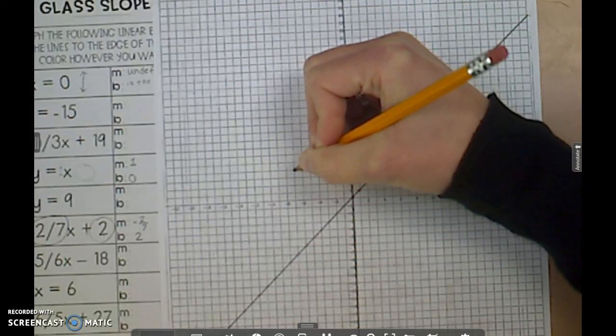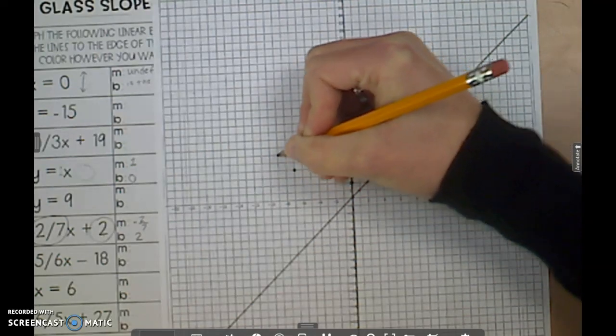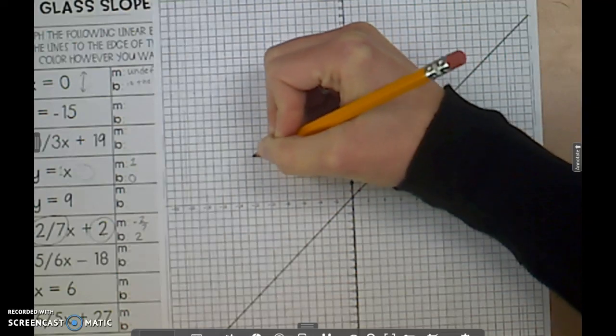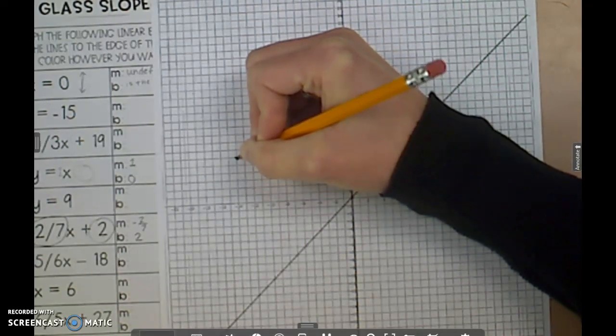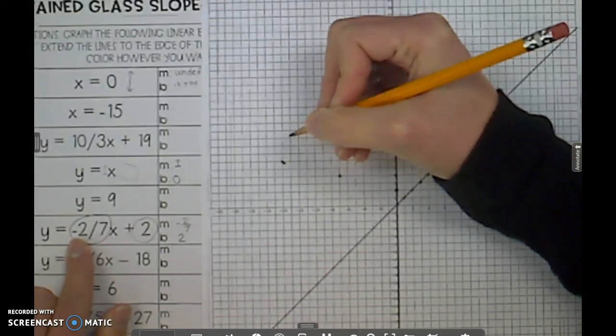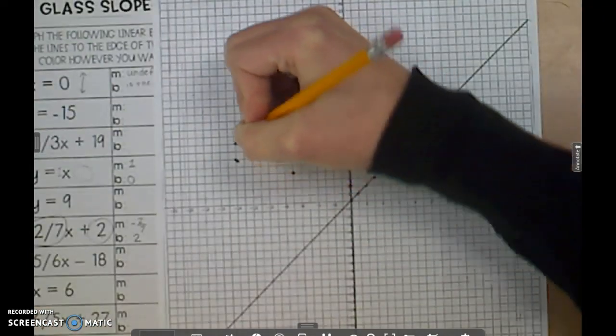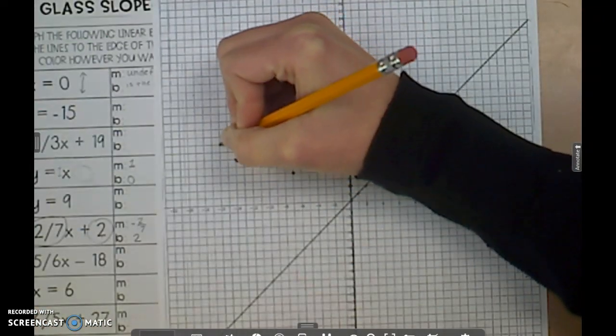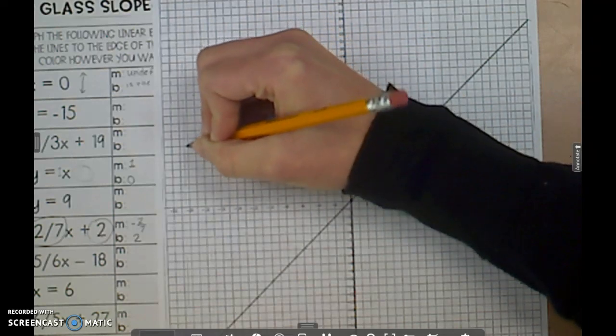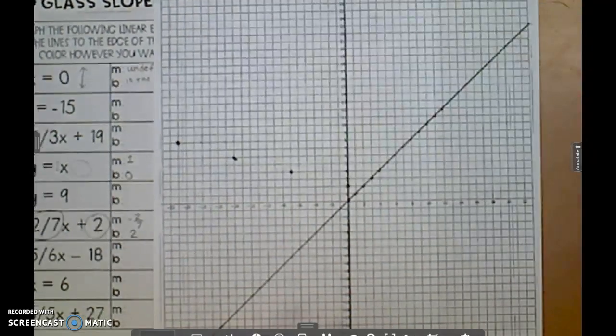Up 2 over 7. Up 2, over 1, 2, 3, 4, 5, 6, 7. Why did I go to the left? Because it's a negative graph. Up 2, 1, 2, over 7. 1, 2, 3, 4, 5, 6, 7. Now I've run out of room.